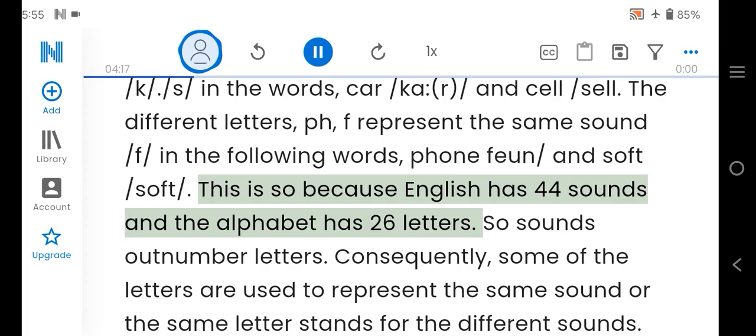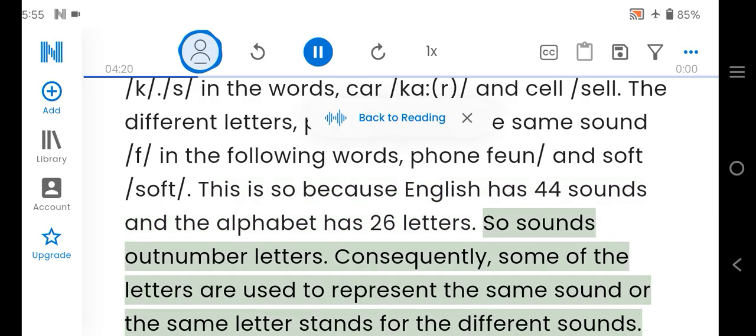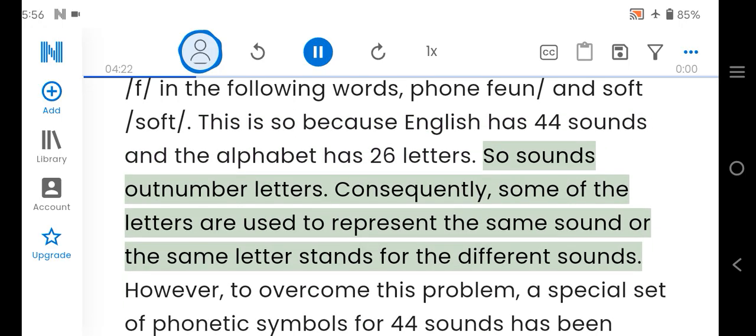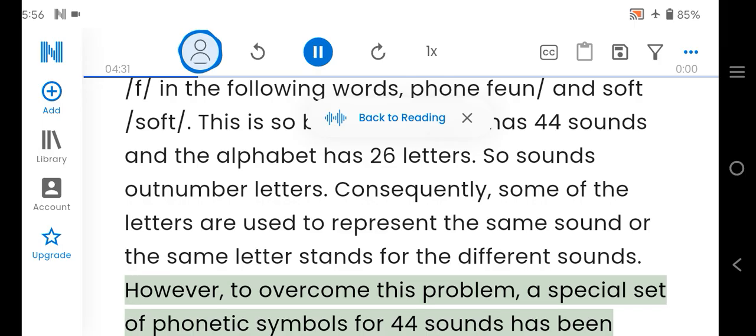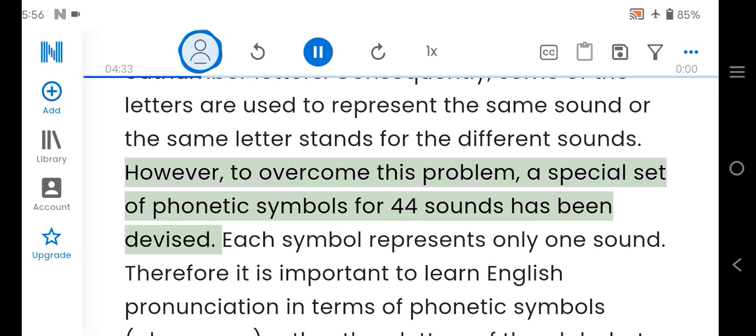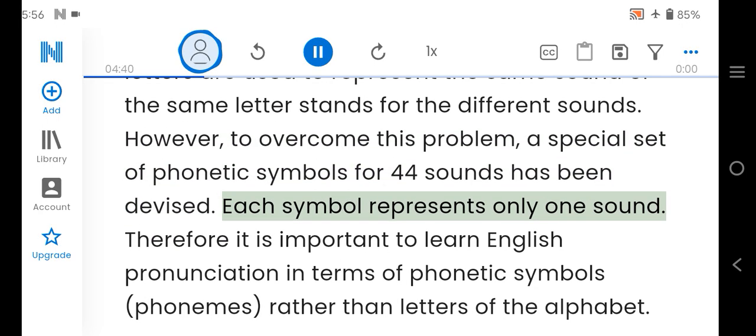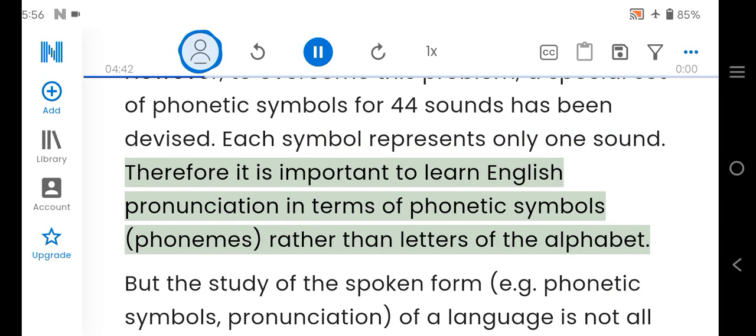This is so because English has 44 sounds and the alphabet has 26 letters. So sounds outnumber letters. Consequently, some of the letters are used to represent the same sound, or the same letter stands for different sounds. However, to overcome this problem, a special set of phonetic symbols for 44 sounds has been devised. Each symbol represents only one sound. Therefore it is important to learn English pronunciation in terms of phonetic symbols, phonemes, rather than letters of the alphabet.